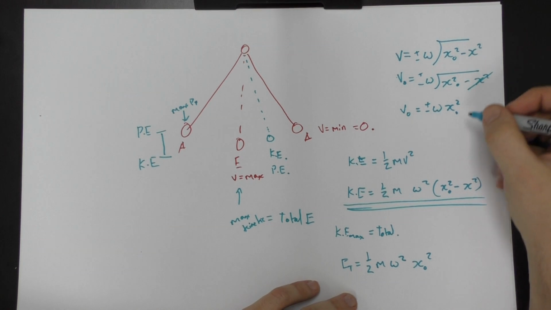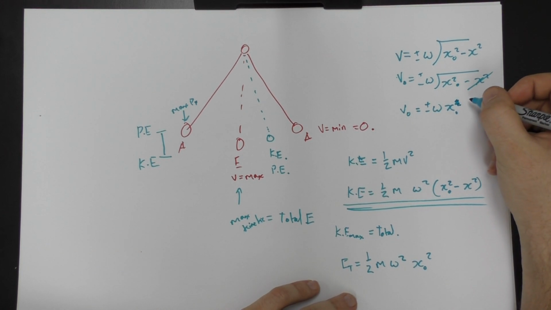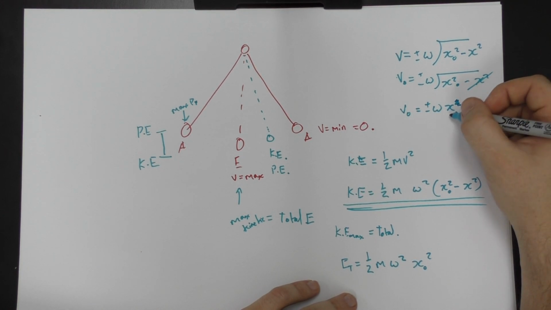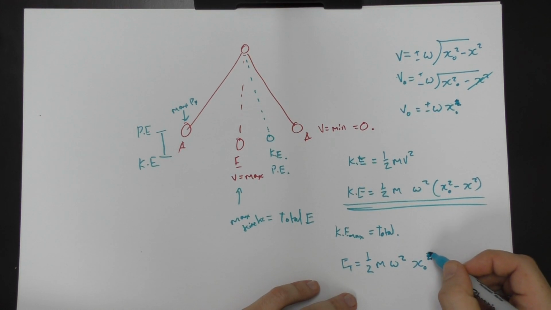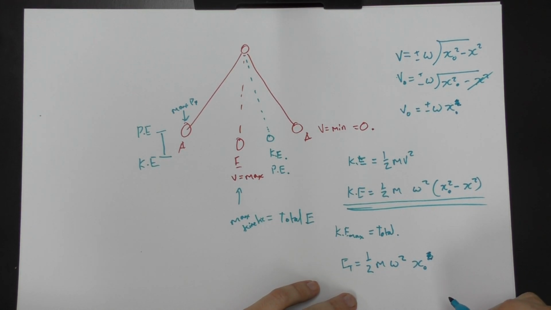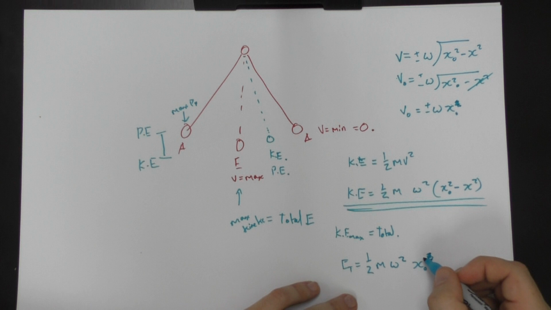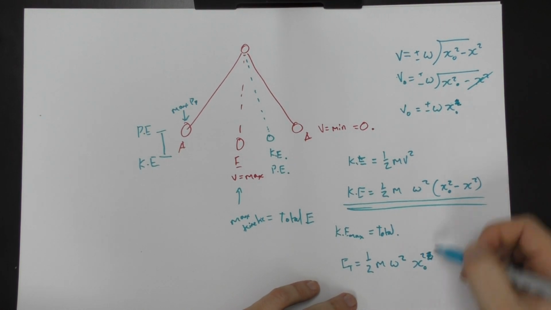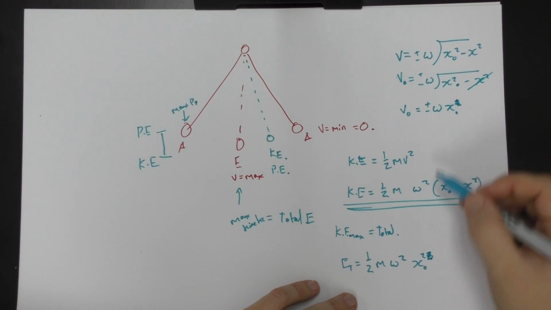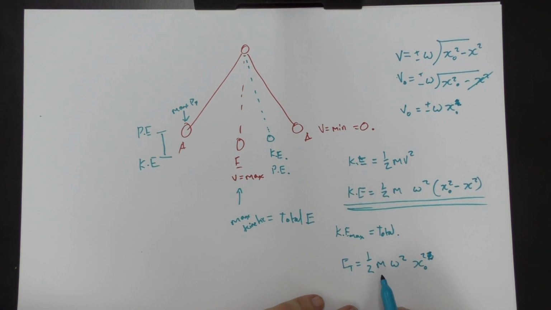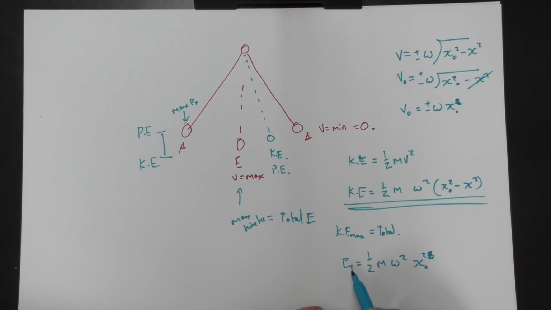Oh, apologies, I've made a mistake. This isn't x squared, it's just x. And this isn't x squared, it's just x. However, it becomes squared when you come down that way. That was a mistake, but I'm back now. So we've got this equation: E total is a half m omega squared x naught squared. So we've got all of these values sorted out.